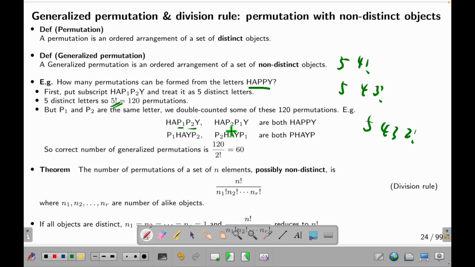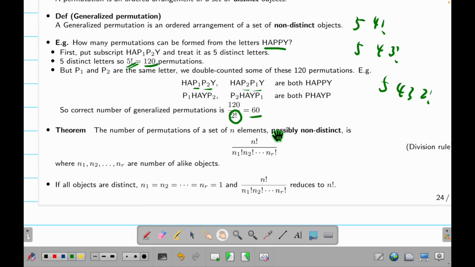I just swap these 2. But if you go back to the original problem, these 2 Ps, there's no label. So that means we cannot tell which one is the first one, which one is the second one. So that means we actually double count something. So among all these 120, we double count something. So we divide by how many we double count. In this case, it's really double count, it's 2. So therefore, 60.